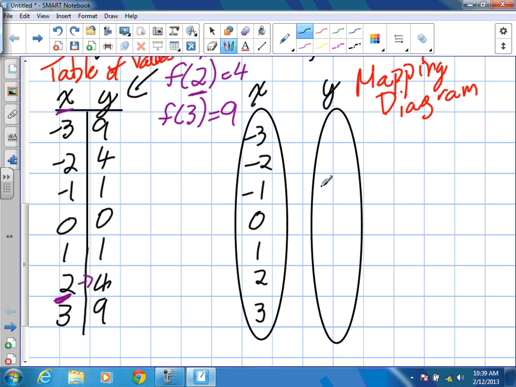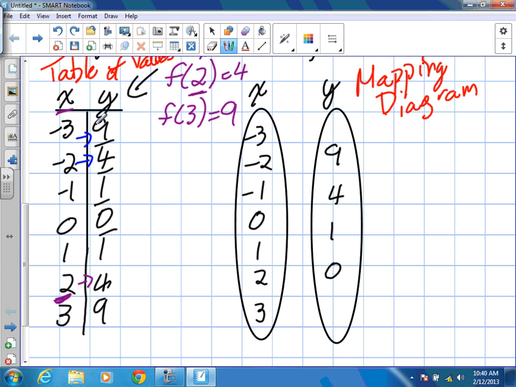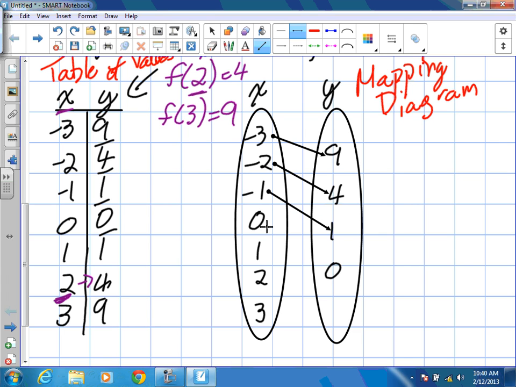Now, if you notice with my y values, I'm only going to have 1, 2, 3, 4. In my y values, I do not repeat the same numbers over. So I'm going to have 9, 4, 1, and 0. And instead of writing them like in a table where they're directly beside each other, we use arrows to represent this. Okay? So I know that when x is -3, what value will it be? Yeah. When x is -2, what value will it be? 4. When x is -1? 1. When it's 0? 0. When I have 1? That's right.